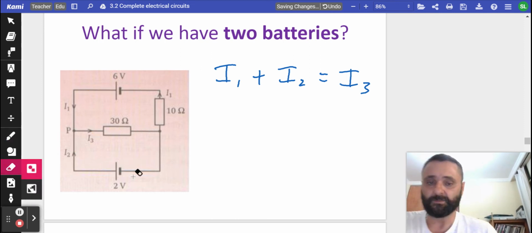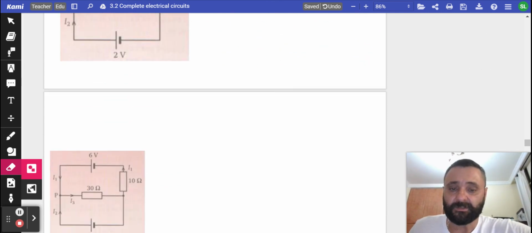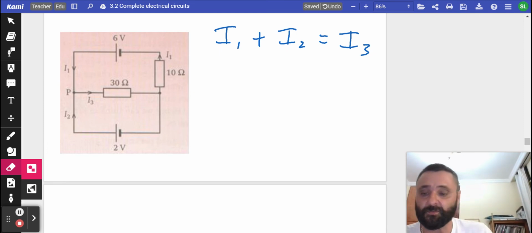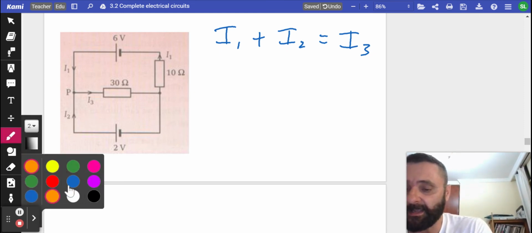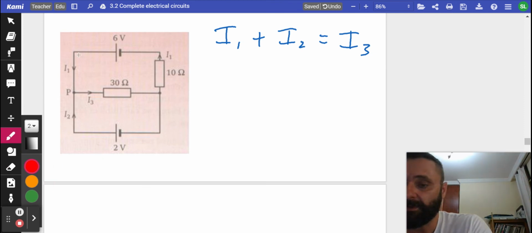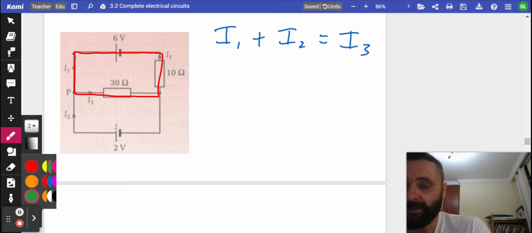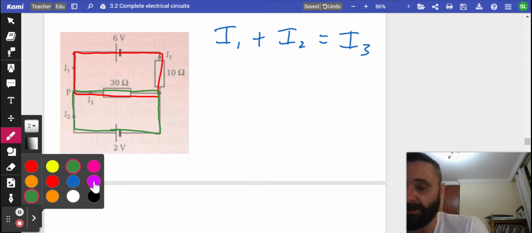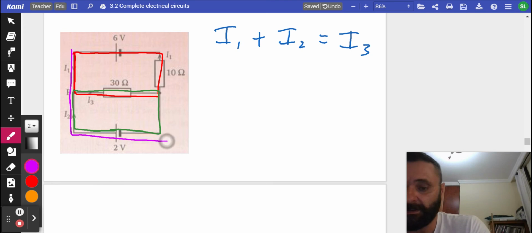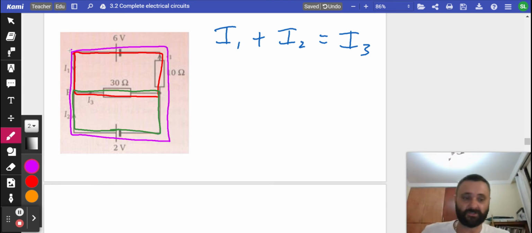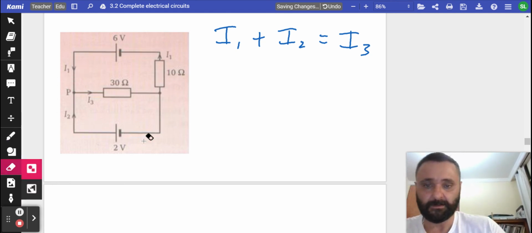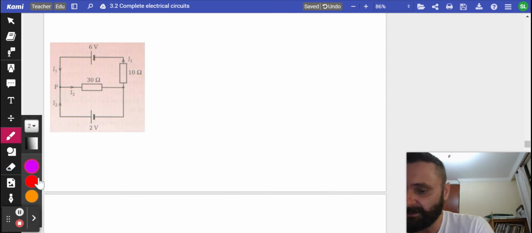Right. Let's work this through. The voltage law. How many closed loops have we got? That's the first good question. Well, we have a closed loop here. We have a closed loop here, but we also have a closed loop here. That's the one. We've got two batteries in it. So, how are we going to solve this? Right. Let's look at the first closed loop.